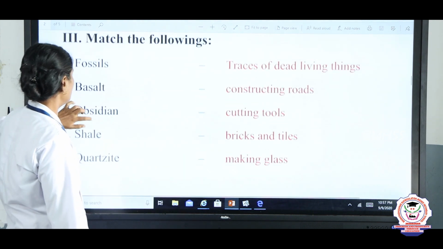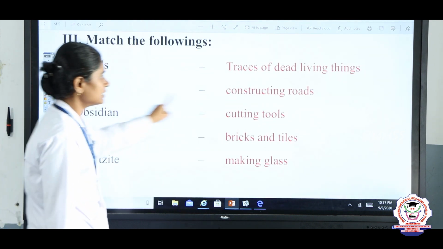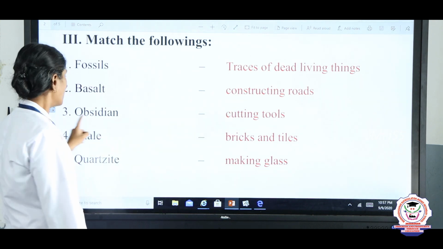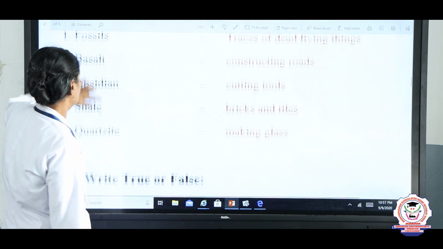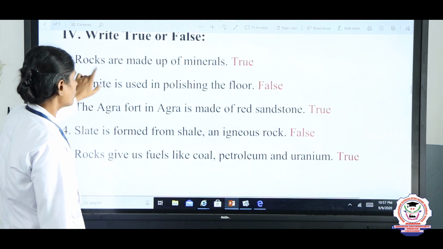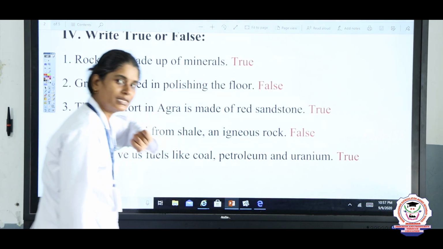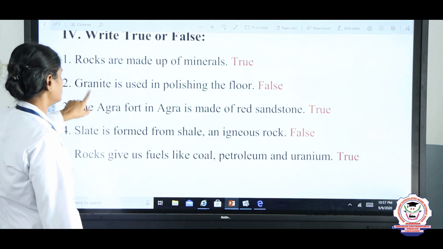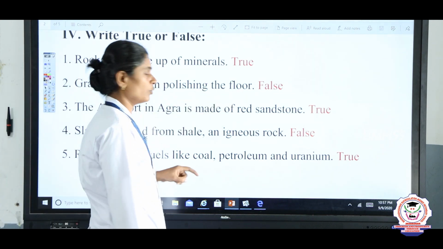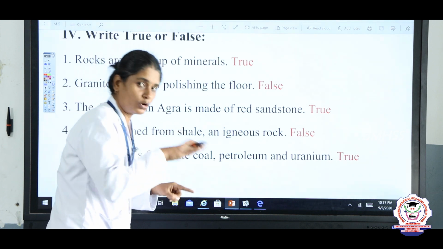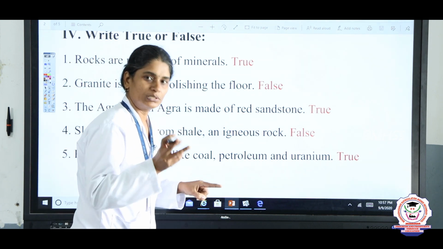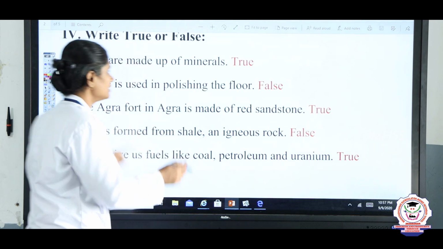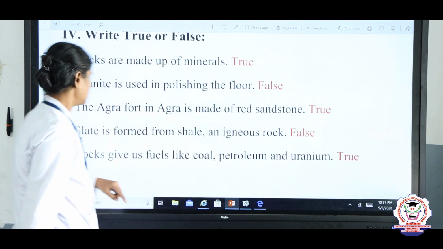So here we have given what is basalt. So basalt is used in constructing roads, obsidian is used as a cutting tool, right. So all that, and rocks are made up of minerals. It is true or false? True, right. So granite is used in polishing the floor. So whether granite is used in polishing the floor? No, right. I told you pumice only is used in polishing the floor. So this statement is false, right.